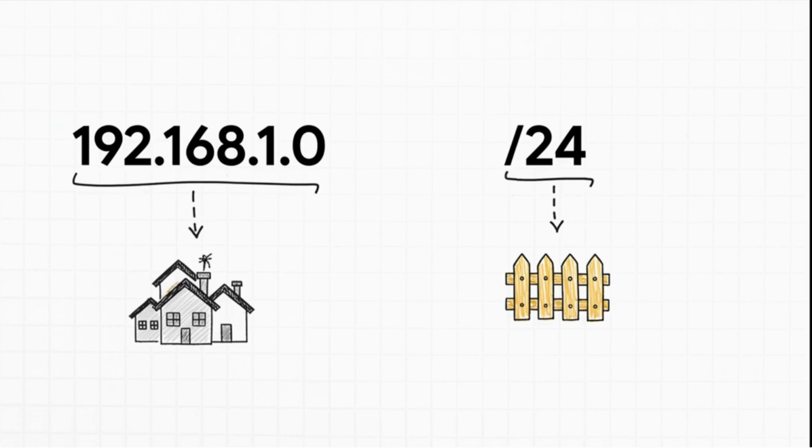See that number after the /24? That little number tells you exactly how big the fence is around this particular subnet. In this case, it allows for about 254 devices. It's just a really compact, clever way to define the boundaries.